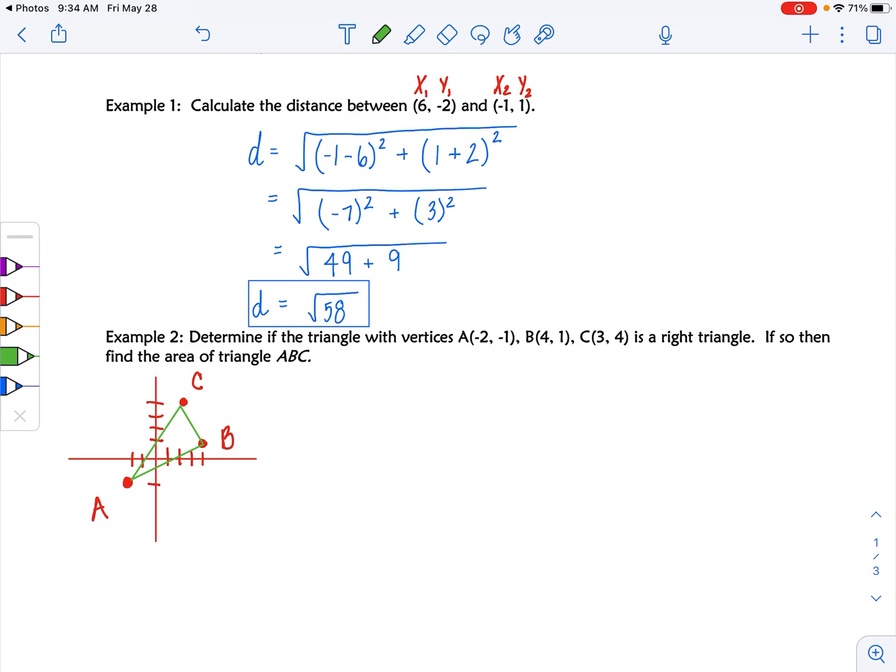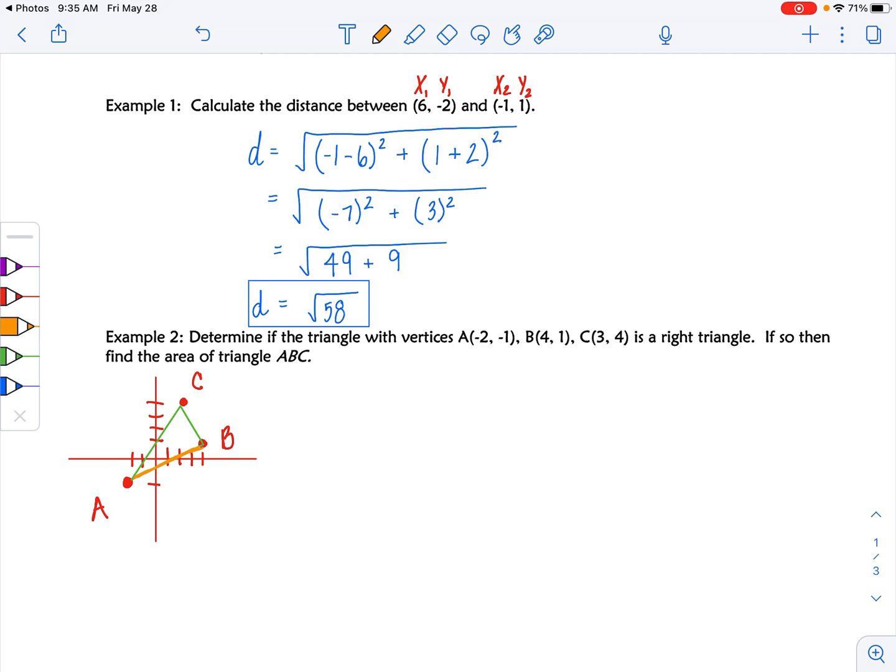Well, in order to do that, I need to find the side lengths. Think about the first example we did. In order to find the side lengths, we'll have to find the distance between these 2 points, these 2 points, these 2 points, and see if they follow Pythagorean's theorem. So let's start here. Let's do AB.